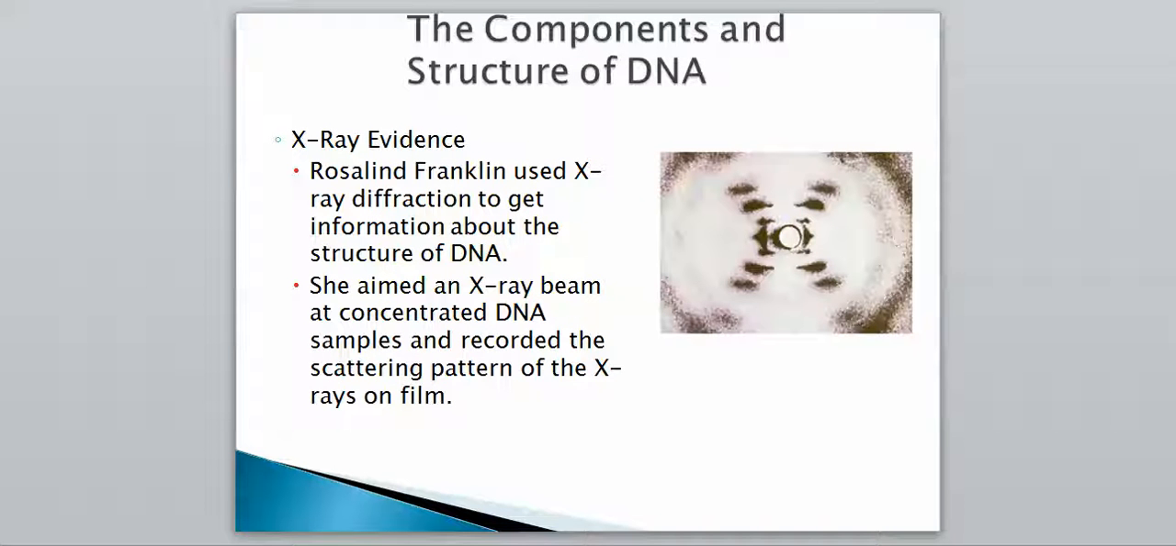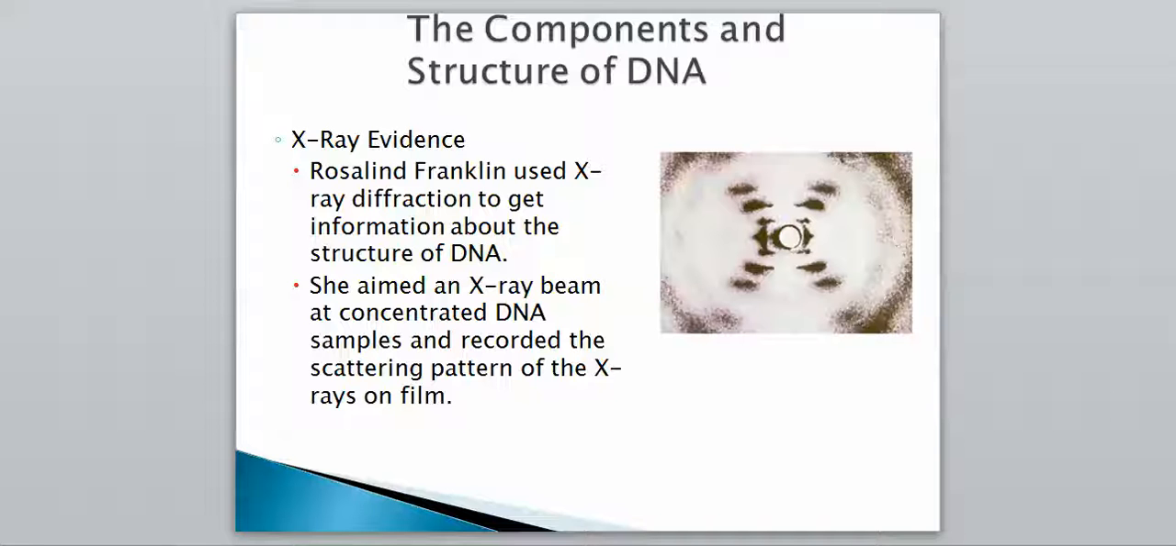And some more helpful insight on the actual structure of DNA was provided by a lady named Rosalind Franklin, and I'm actually surprised that your book mentions her because she sometimes gets forgotten. She used X-ray diffraction to get information about the structure of DNA. So she basically shot X-rays at it, and they bounced back, and they gave her the pattern of what DNA looks like. And that's just what the next part says.